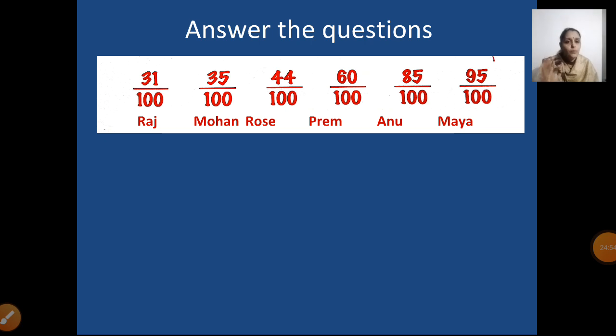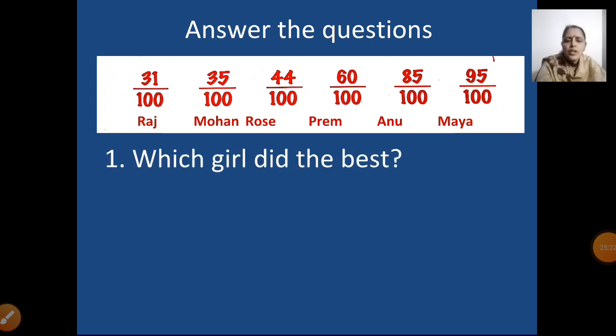Now here children, we have marks of some of the children. Raj has got 31 out of 100, Mohan has got 35 out of 100, Rose has got 44 out of 100, Prem has got 60 out of 100, Anu has got 85 out of 100 and Maya has got 95 out of 100. Now looking at this picture, we are going to answer the questions given. Which girl did the best?